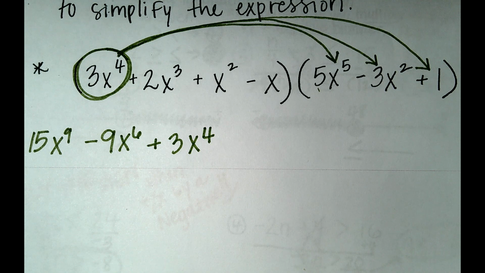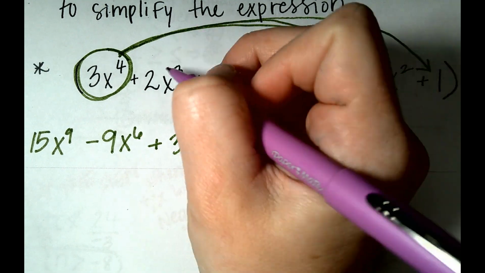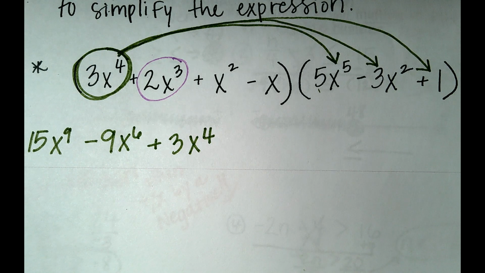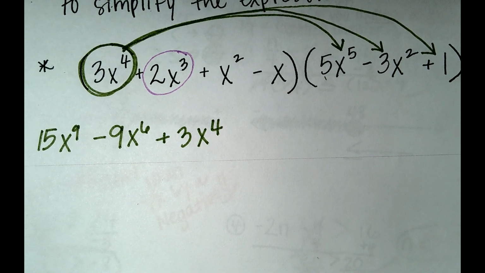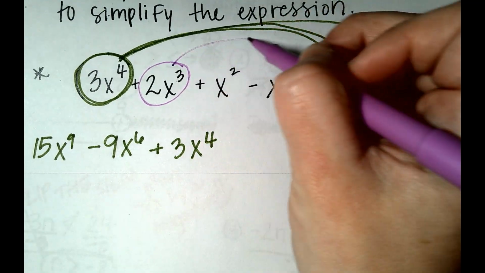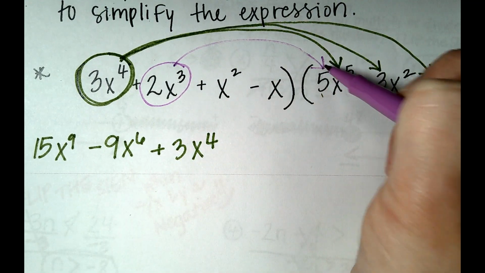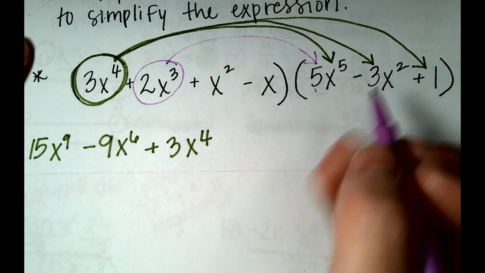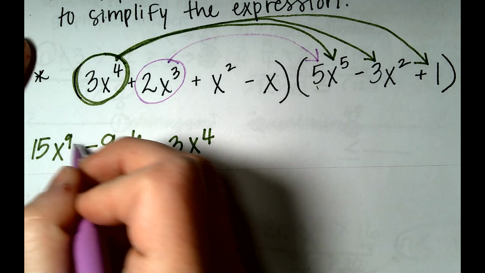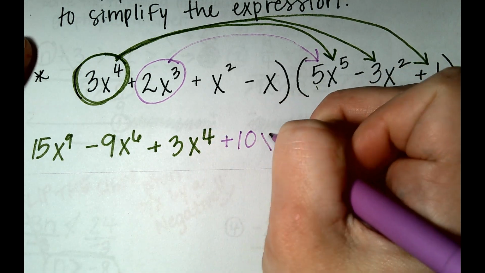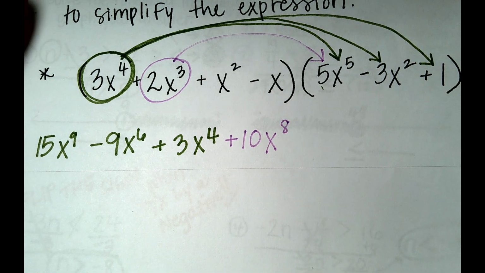Now we'll go to the next term, which is 2x to the 3rd power. So we're going to go back again. 2x to the 3rd power times 5x to the 5th. So 10x to the 8th power. Good. We don't have an 8 here yet, so I'm just going to stick it all on here. 10x to the 8th power.